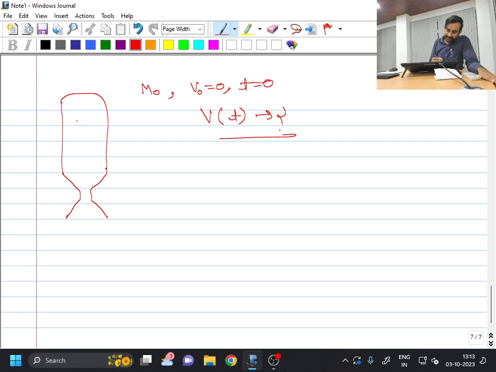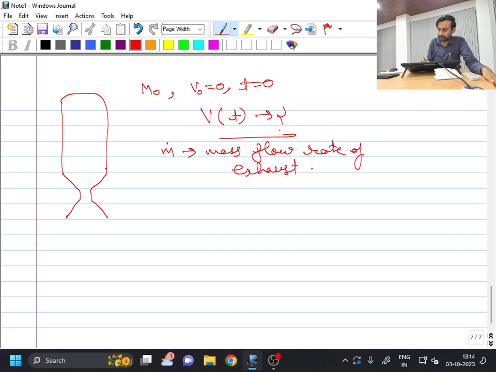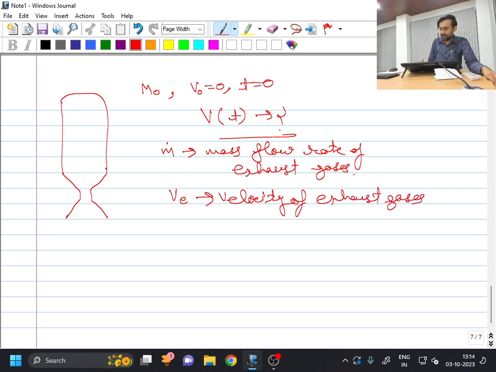So how I can do this is, say it is given in the question that exhaust gases are coming out at a mass flow rate of m dot. So m dot is the mass flow rate of exhaust gases which are coming out of the rocket, and Ve is the velocity of exhaust gases, and this velocity is with respect to the rocket. So when I am measuring with reference to the rocket, then the velocity is Ve.